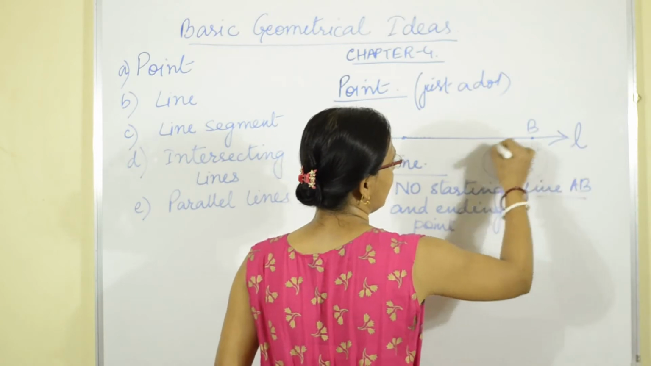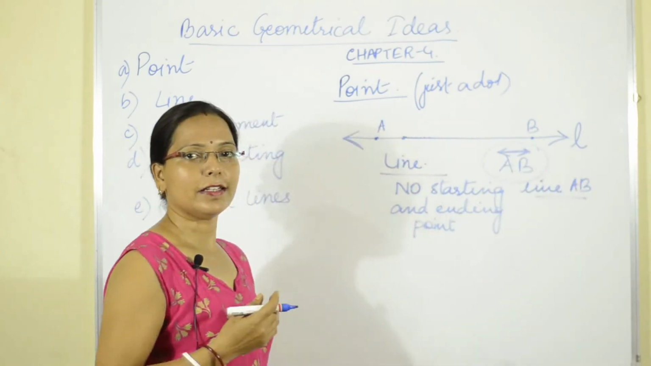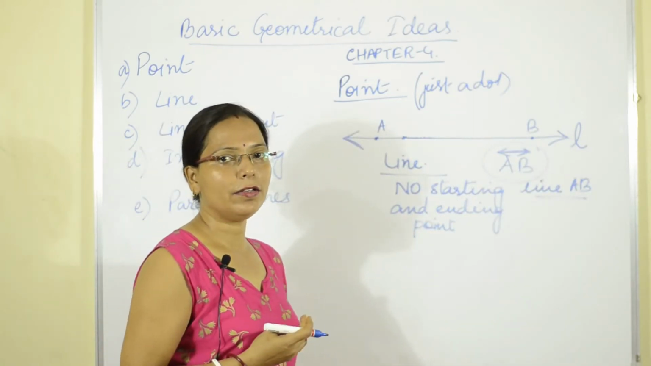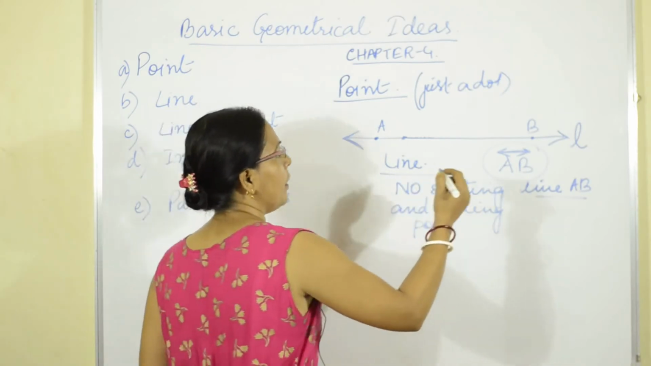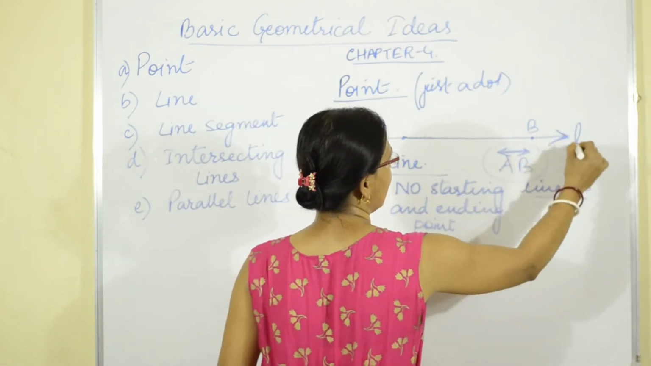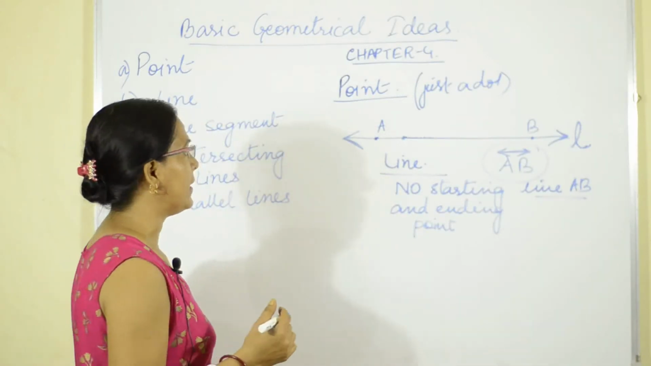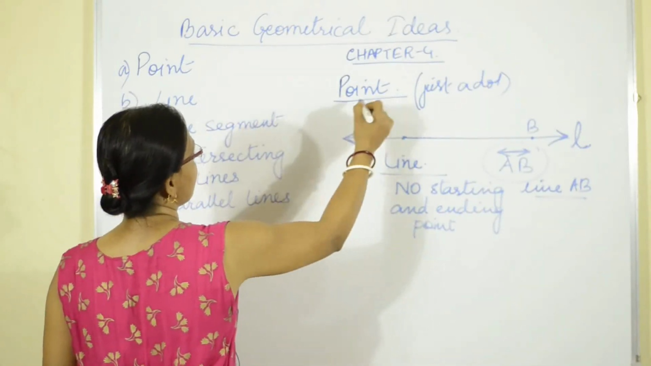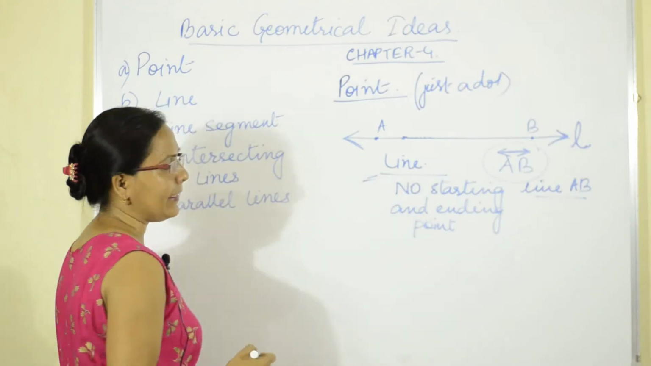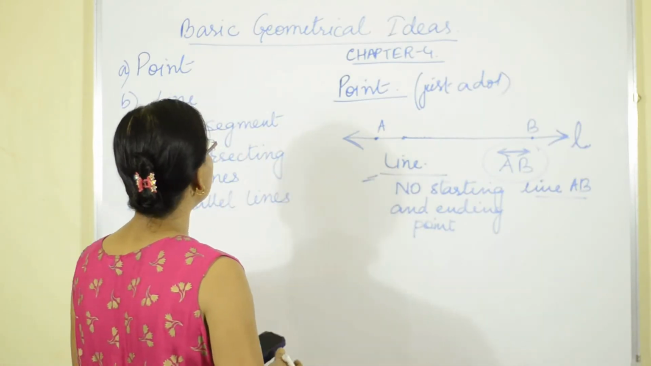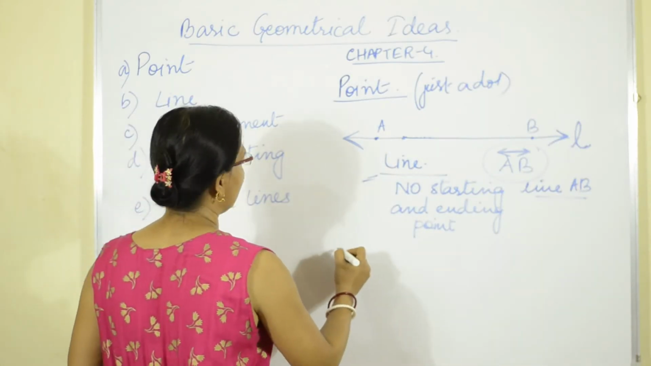Looking at this only, you need to understand what it is. Is it a line segment, line, or a ray? Or else we denote a line by a small letter l. Both are correct. So this is what a point is, and this is a line. Now next we come to line segment.